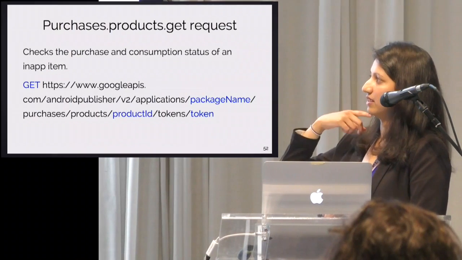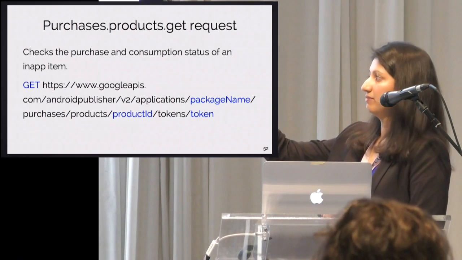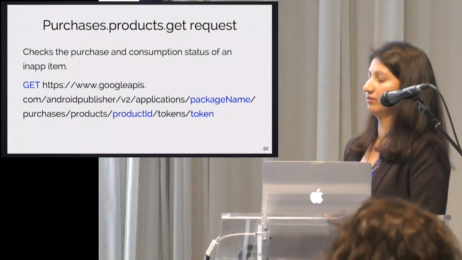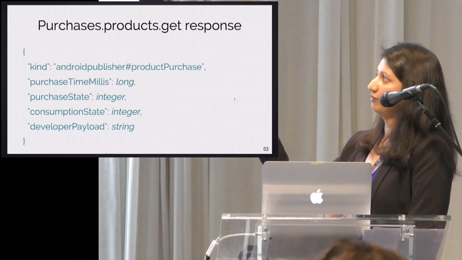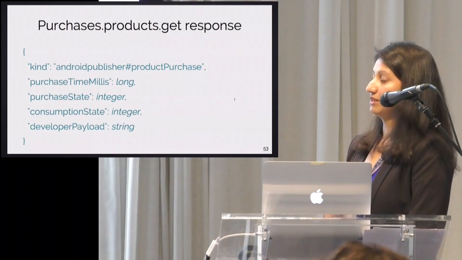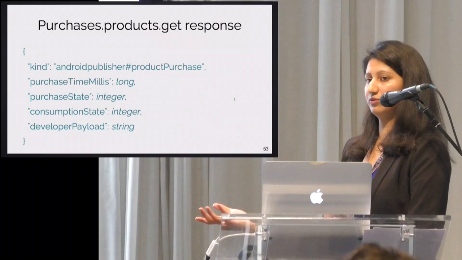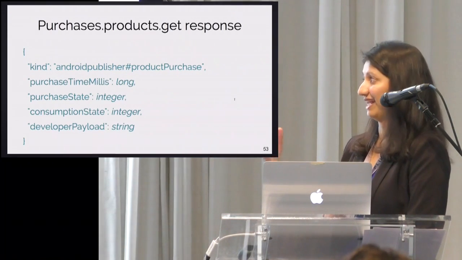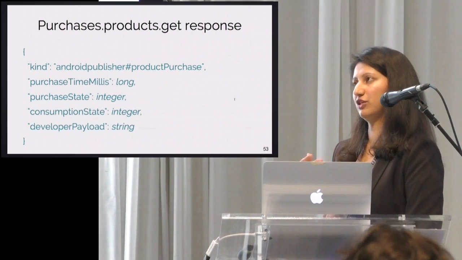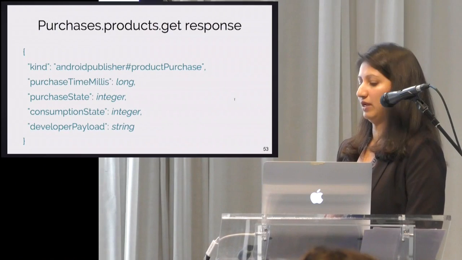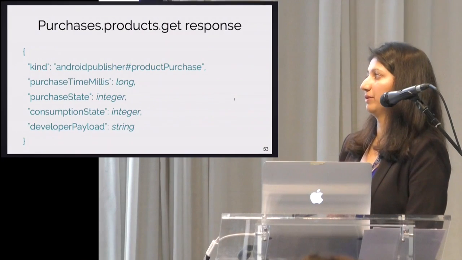So here's a quick example. Just make sure you hit this URL, send in the package name, the product ID, and the token that you got from your purchase data, and you should get this response. This is showing what kind of purchase it is. It says it's a product purchase, which means it's a managed product. And then the purchase time in milliseconds, the purchase state, which is 0, 1, or 2: purchased, canceled, or refunded. And then you have consumption state, which is 0 or 1. 0 means it's not consumed, and 1 means it's consumed. And then the developer payload, if you have set it, then the developer payload should show up here.